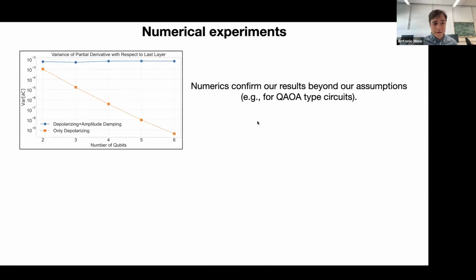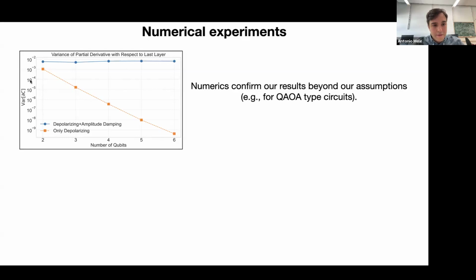We assume that the gates are sampled from the uniform distribution, or a bit weaker notion, we assume the distribution to be a two-design over the two-qubit gates. However, in our numerics, we also saw that our results hold for a more restricted class of circuits, like these more symmetric circuits, QAOA-type circuits, where the two-qubit gates are not truly uniform over the distribution of two-qubit gates. And our results confirm what we saw before with this less strict assumption.